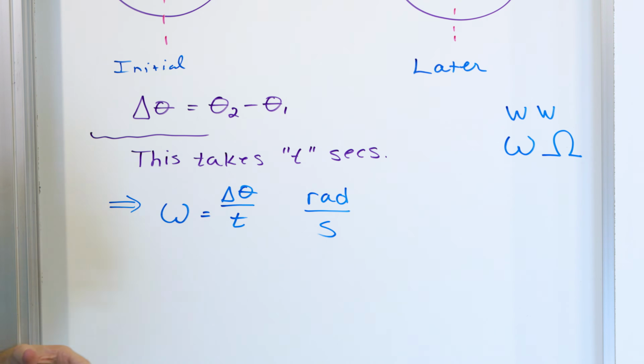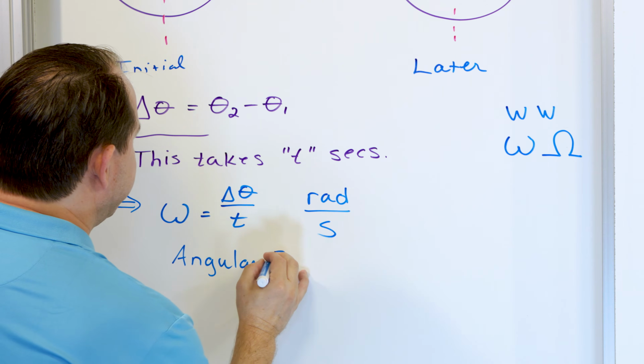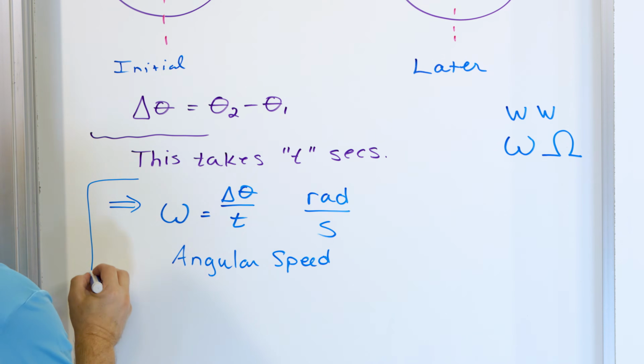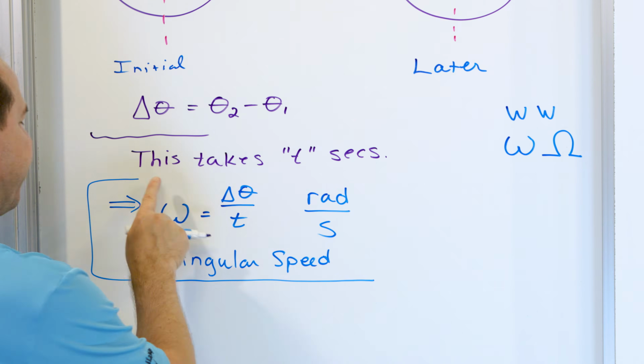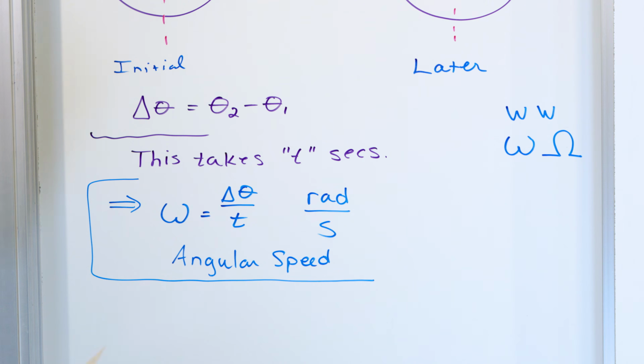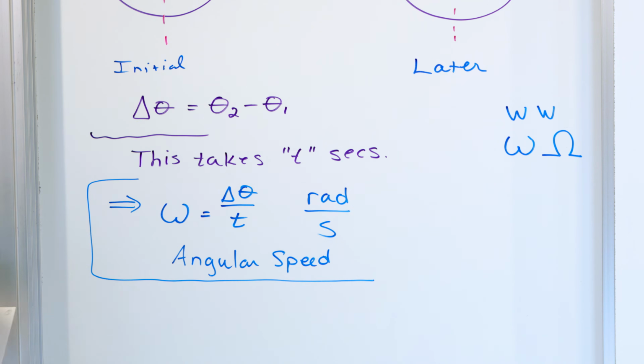All right, so lowercase omega right here. We call this angular speed. We don't just call it speed, because when we say speed, we always think of meters per second. Angular speed is literally what it says. How fast does the angle change? All right, so that's the angular speed. And then we can translate this and talk about what happens on the edge of the circle. So let's go over here and talk about that.